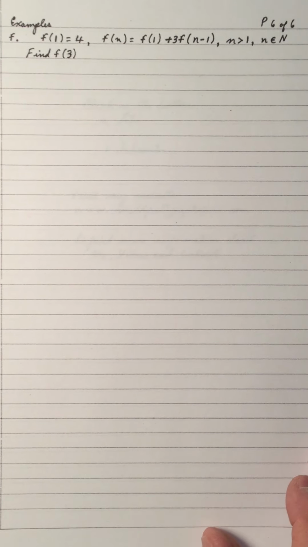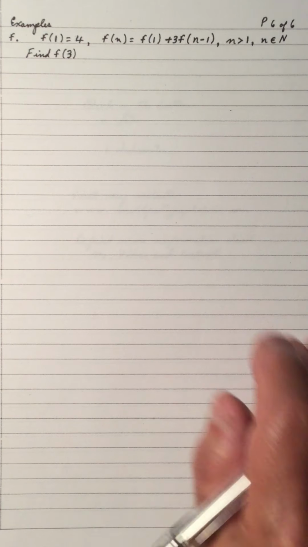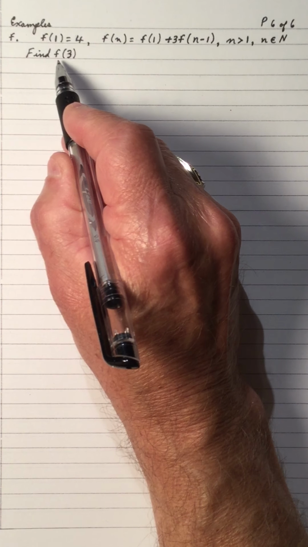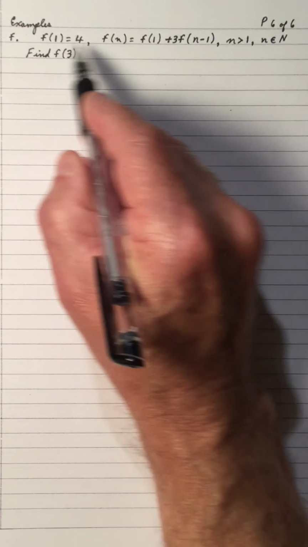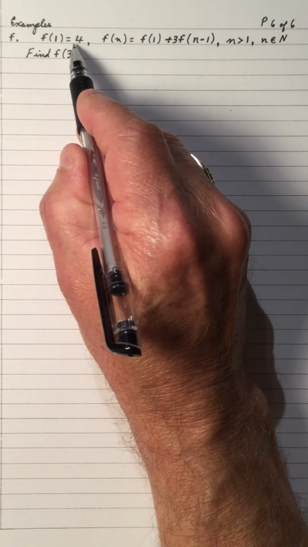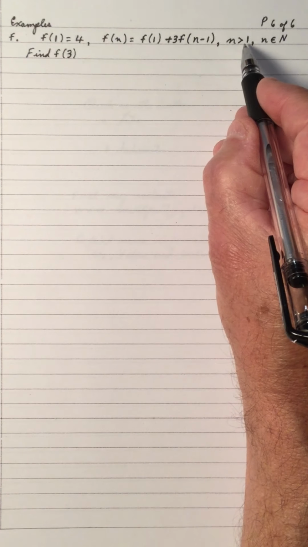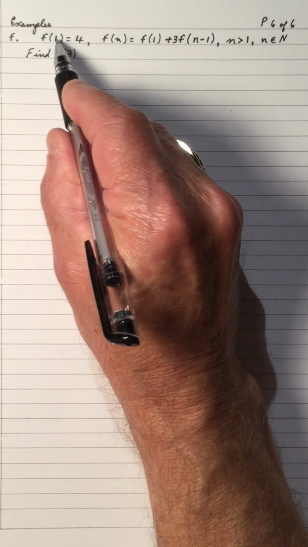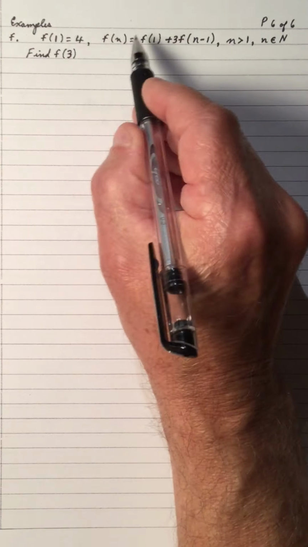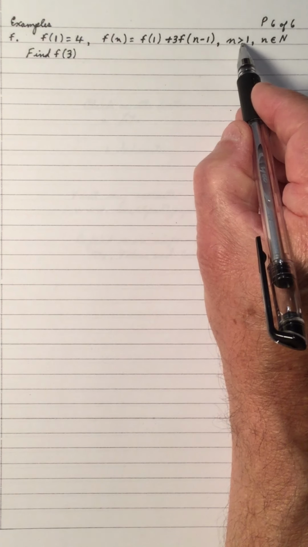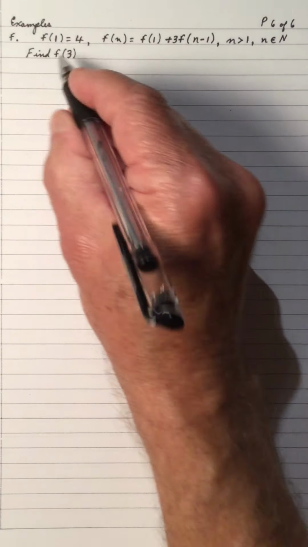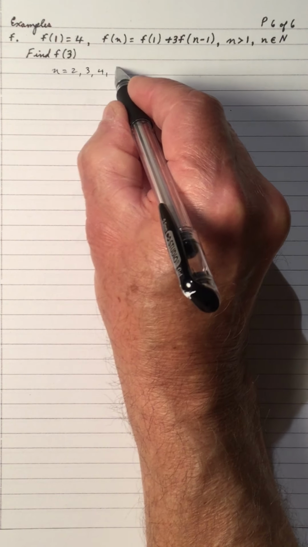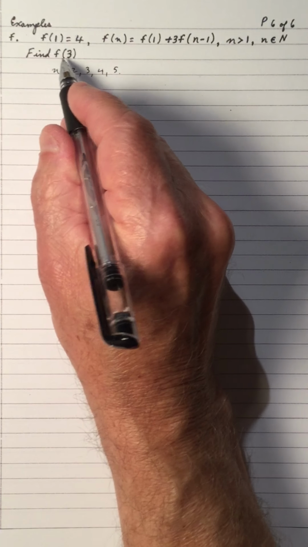And now we have another one to do, a little bit different, but you just got to be careful. We want to find the f of 3. Notice we have the f of 1. So again, notice n is greater than 1. We can't put a 1 in. 1 is already done. So 1 gives you a 4. We can't put a 1 in here because n has to be greater than 1. So that means we can put in n is 2 and 3 and 4, etc. But we want the f of 3.